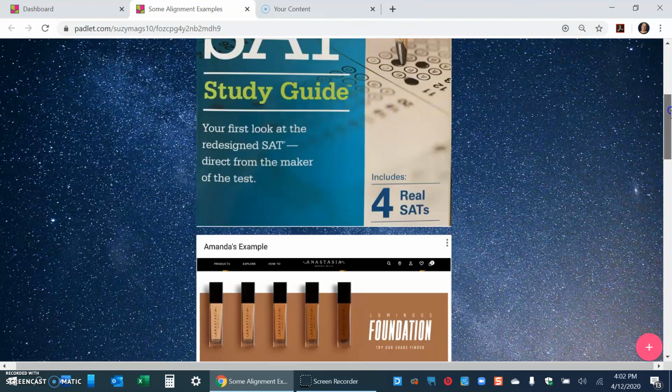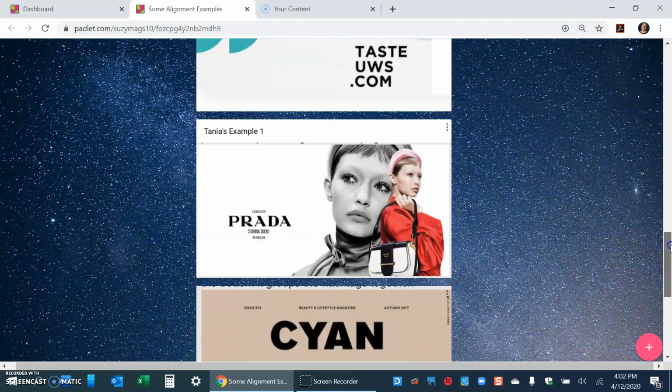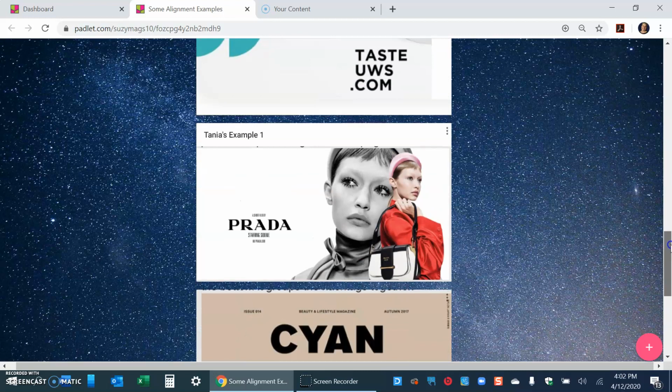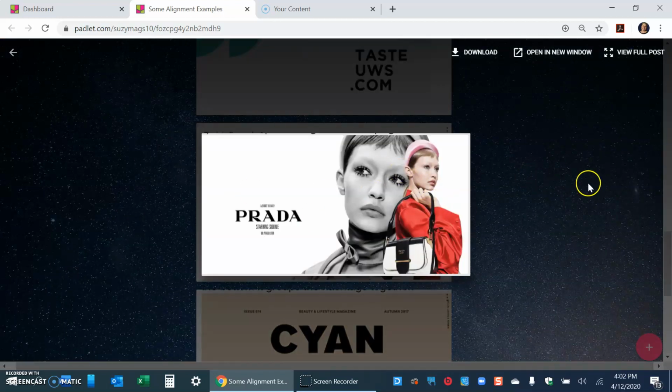Okay, let's look at Tanya's other one with Prada. I thought that this was really such a great example here. So if we look at this, let me actually make that a little clearer. Okay, so we see that really this is not centered and this is not centered.